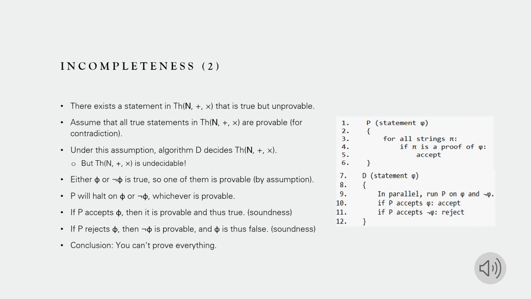And if P accepts phi, then it is provable and therefore true because of soundness. And if P rejects phi, then not phi is provable and phi is thus false, again because of soundness. So this algorithm D is able to decide if phi is true or false, and therefore the theory is decidable. But again, the theory is undecidable, so in conclusion, there exists a true but unprovable statement in the theory. So you can't prove everything that is true.